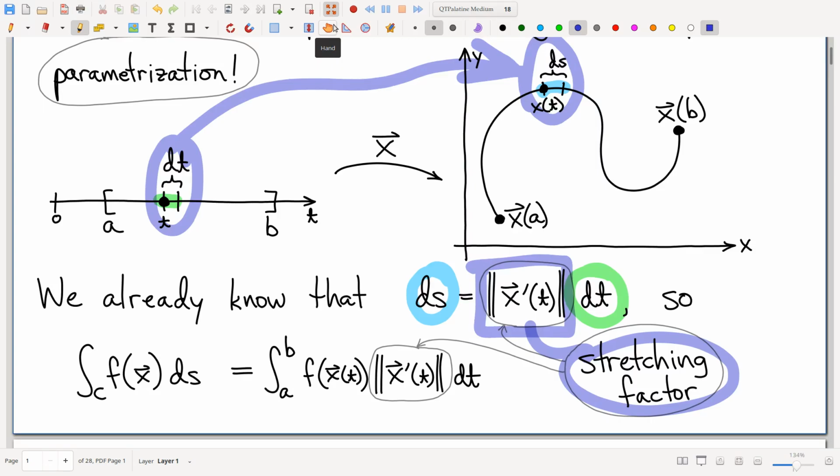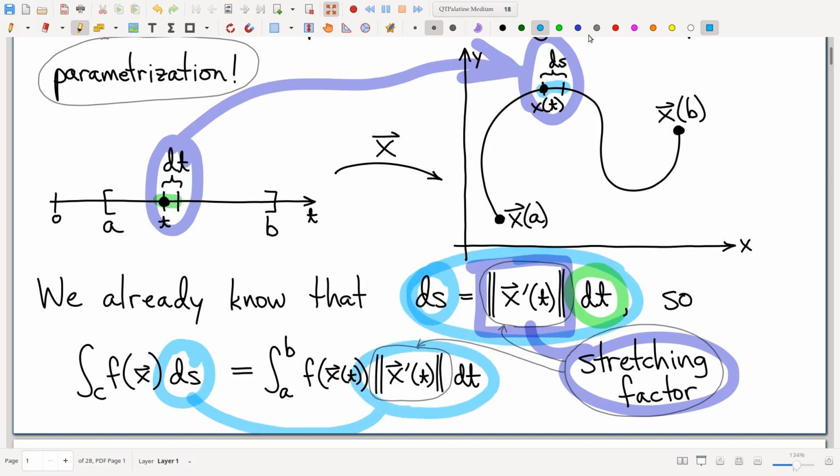And so we're in business. This ds, that's part of our Riemann sum construction, where we're taking accumulations over a curve and how do we represent that, etc. That ds, well, here it is. It's just the magnitude of x prime dt. In other words, stretching factor times dt.